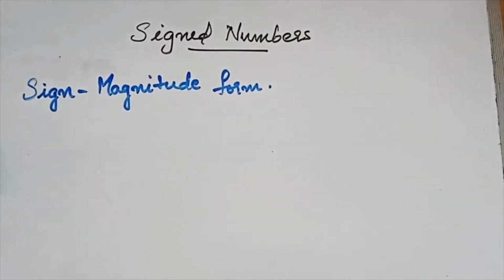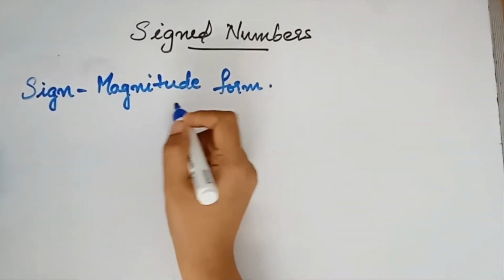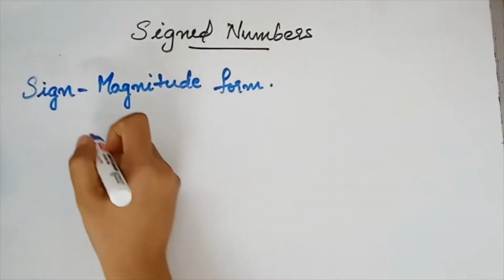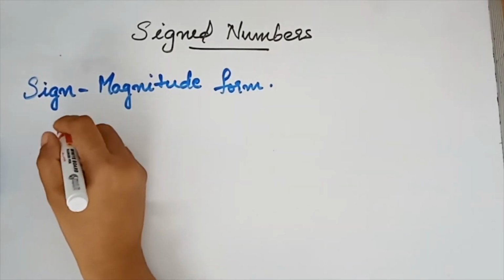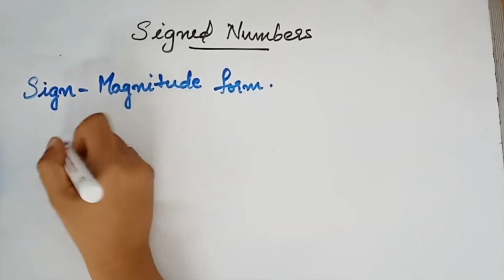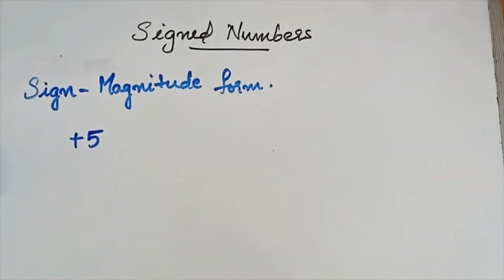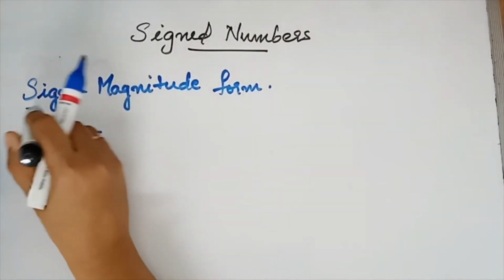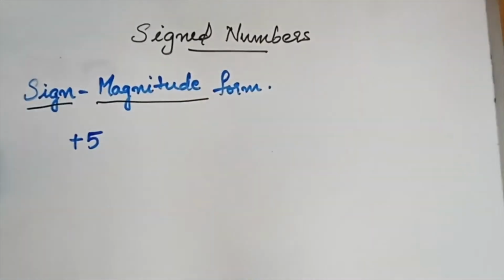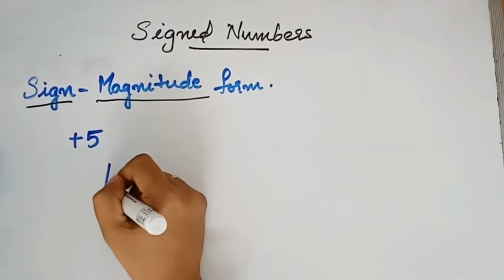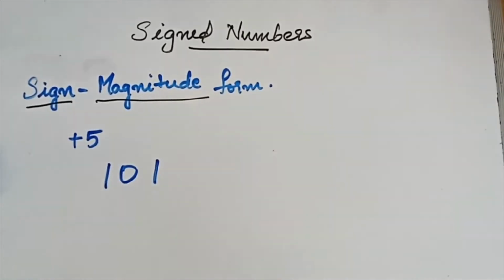Sign magnitude form. Just as the name suggests, it is the sign followed by the magnitude. Suppose you have a number, say plus 5. Just like the name, you have a sign bit and then the magnitude. For plus 5, the magnitude is 101, which is 5.